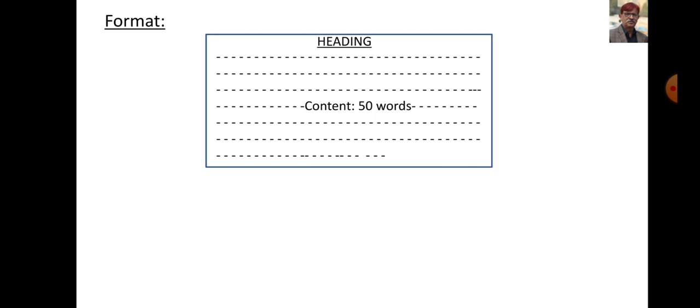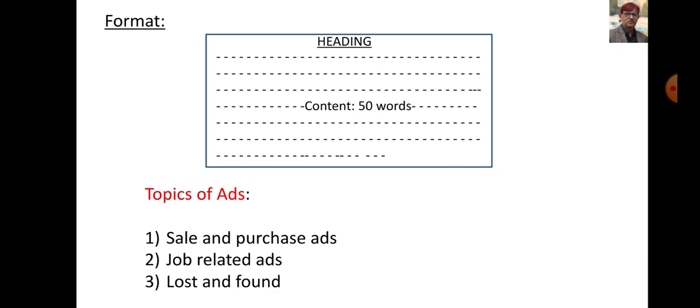As usual, we start with the format. First of all, we have to write the heading. Heading, as I told you, should not exceed 4 words as in notice. Then straight away, we start writing the ad. The content is 50 words, and you can write the whole ad in a single paragraph, as the word limit is 50 words only. So this is all about format.